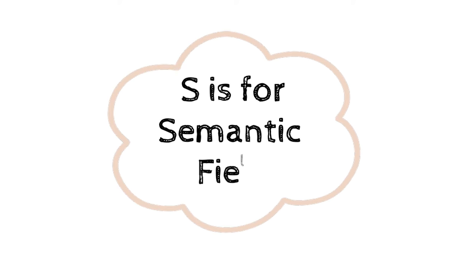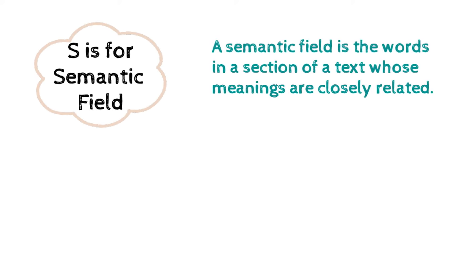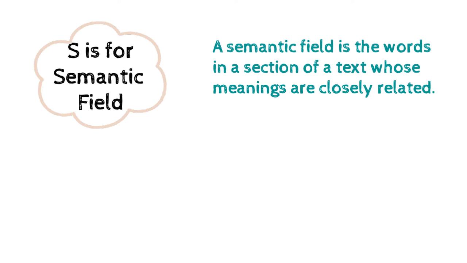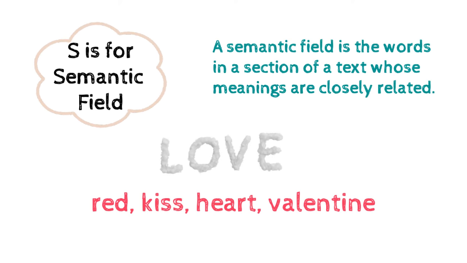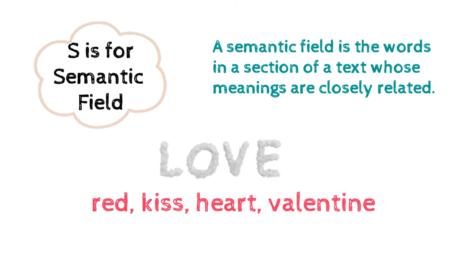And finally, the last technique to consider in my essential list. S is for semantic field. This sounds complicated, but is actually very straightforward. A semantic field simply refers to words in a section of a text whose meanings are closely related. So for example, the words red, kiss, heart and Valentine create a semantic field of love, since they all closely link to that idea.